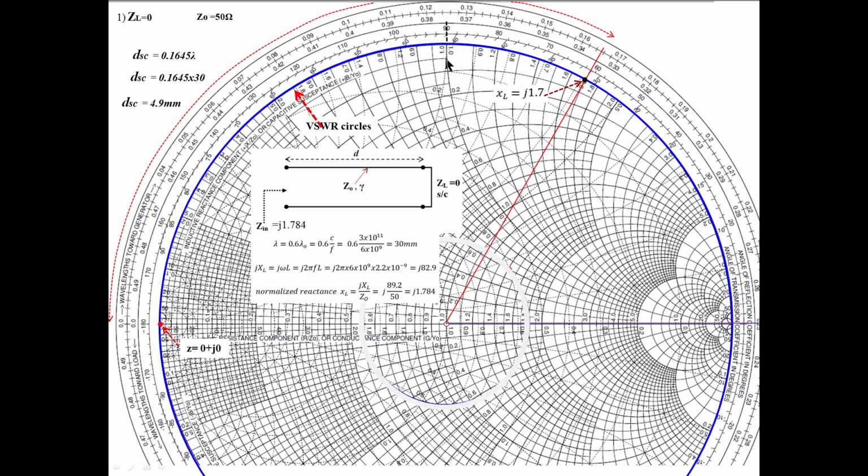So reactance here is 1.1, here reactance is 1. This is the 1.2 reactance circle, this is 1.4, 1.6 here, but I want 1.7. Stop here. Next, I go on moving like this. I found some distance here where the reactance value is 1.784. I stopped here.